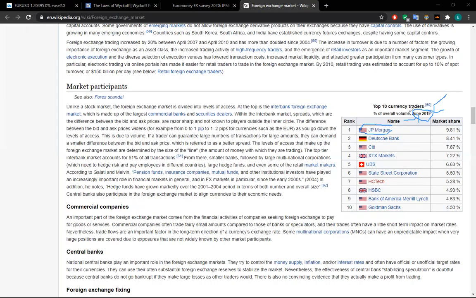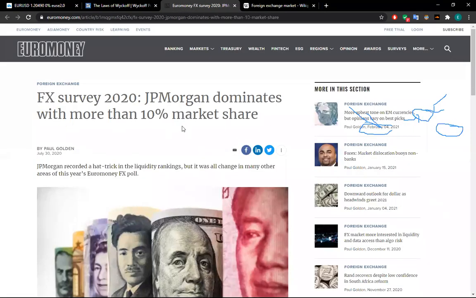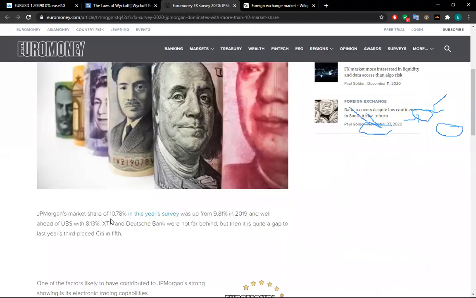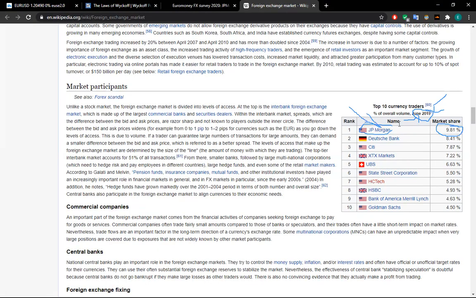Yeah, so exactly. So they control price. So they have intentions to control price. So you can see how the top banks right now, JP Morgan, they have the biggest share. I mean, let's look at the survey right now. Well, with more than 10% market share, 10.78% increase since 2019, JP Morgan. Crazy.